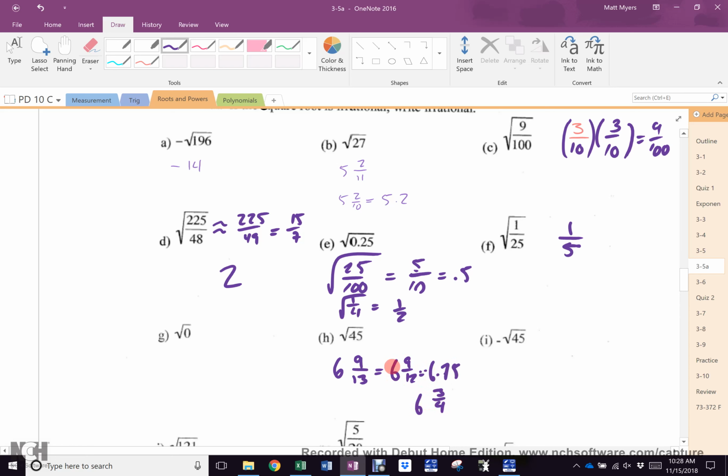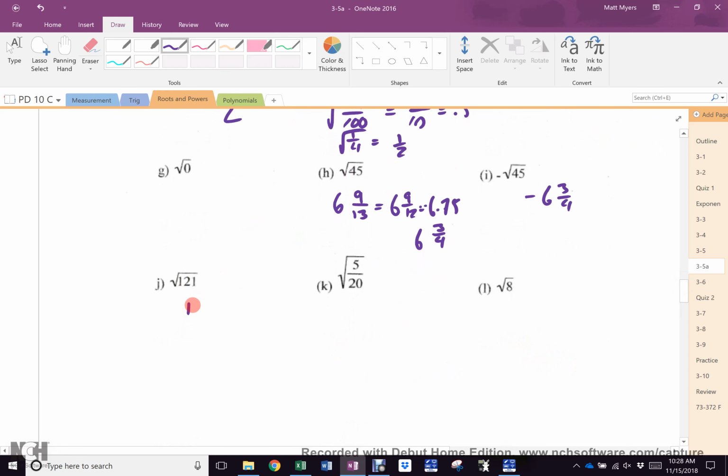Now, some of you will have gotten out your calculator and done 9 divided by 13. I'm aware that you could have done that. Why would you not do that? Well, because if you were going to do that anyway, why wouldn't you just square root 45? The whole point of this is so you have an idea of what your final answer will be. Obviously, this is negative 6 3/4.